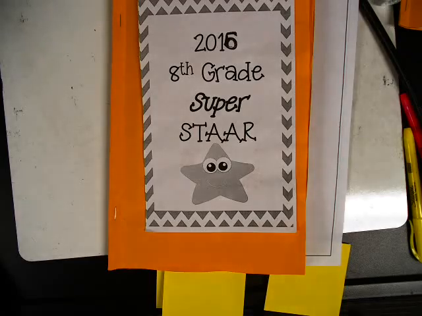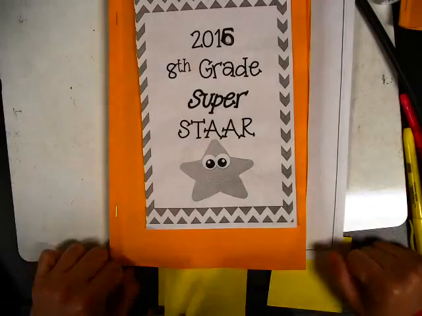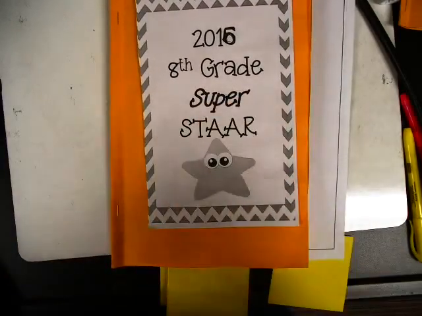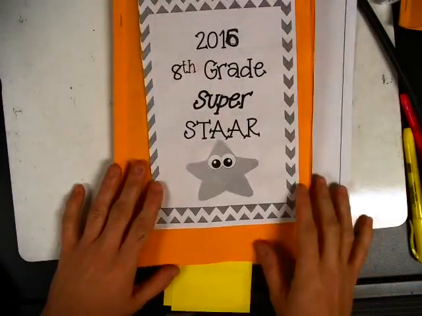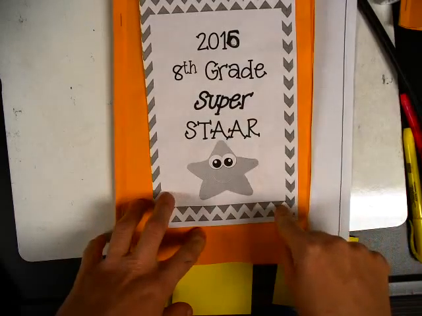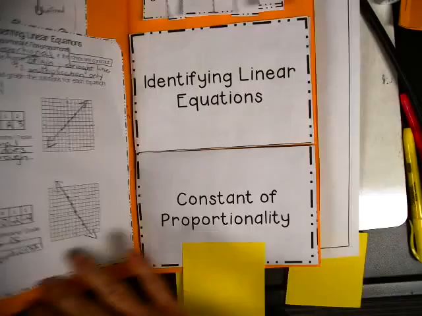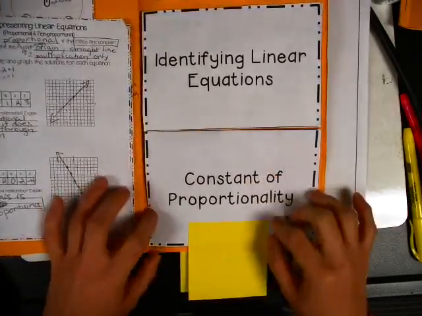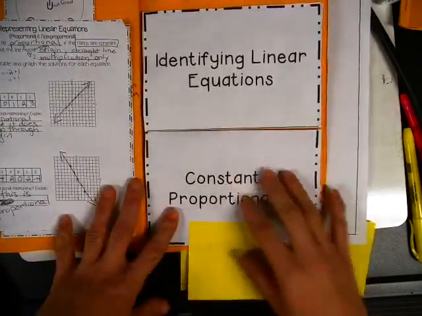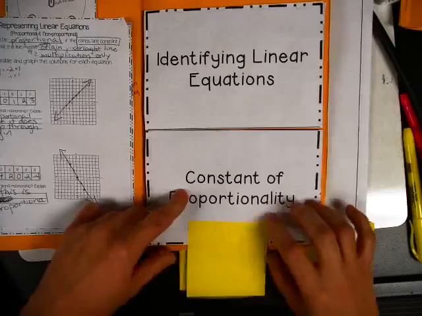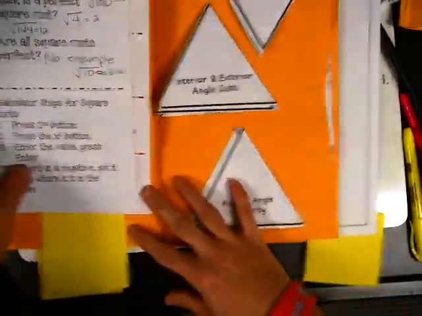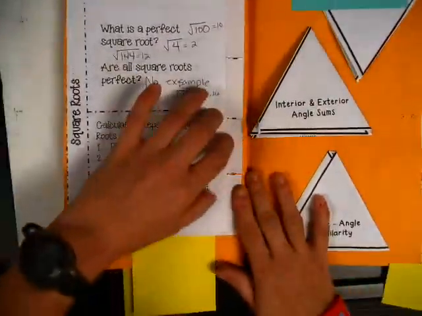Okay, this is the second video for the STAAR Foldable. We're going to catch up on what we didn't finish on Monday and then do our new material. We skipped this in class because you already had a video to watch, so we're going to finish constant proportionality, and then you're going to jump to where it says square roots.